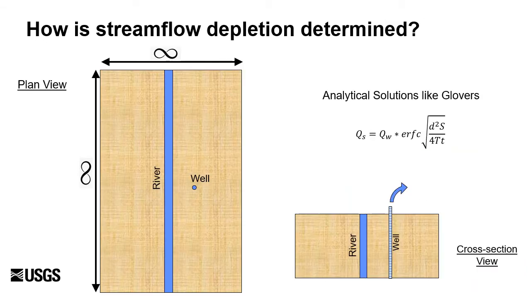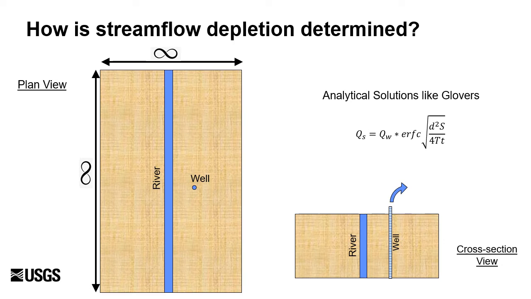So how is stream flow depletion determined? Well, there are several methods that can be used to solve for stream flow depletion. The first method I'm talking about here is to use an analytical solution to the groundwater flow equation, such as Glover's solution, which is shown right here. In order to have a nice, clean analytical solution like this, there are a lot of assumptions that need to be made about the system.